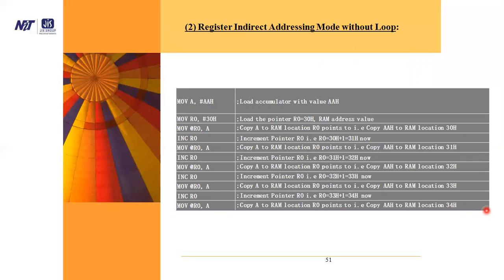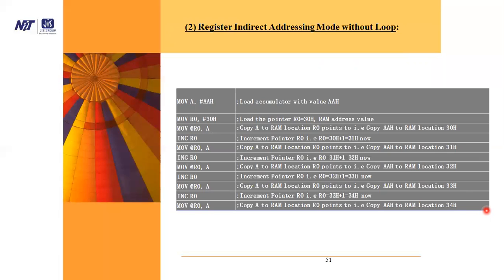INC R0, increment pointer R0. Now it is 30H plus 1, that is 31H. MOV @R0, A. Copy A to the RAM location pointed to by pointer R0, that is, copy AAH to RAM location 31H.